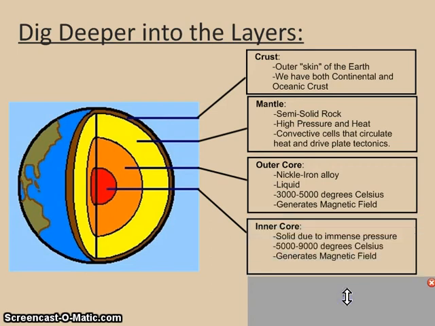The inner core is now solid due to an immense amount of pressure, and it is around 500 to 9,000 degrees Celsius, and this too is generating our magnetic field. The fact that the inner core is solid and the outer core is liquid, and the fact that they both generate a magnetic field comes into play later when we talk about Earth as a magnet. Please make sure that you write down information about each of these layers of our Earth.